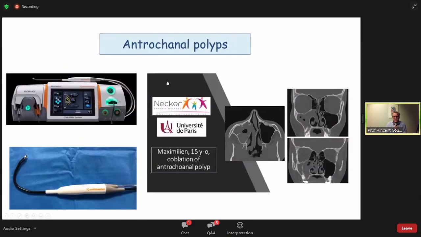Sorry, I have to move back. So indeed, COBLATION can be used for endonasal surgery in a number of indications. And I will just show you a few of them.